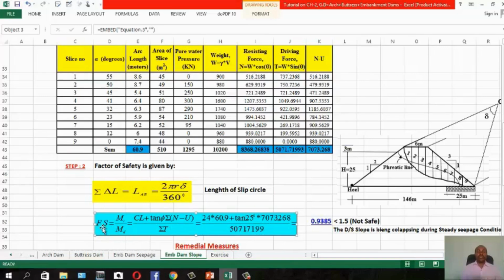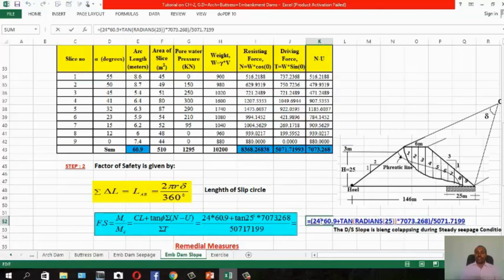So the factor of safety is just the resisting moment divided by the driving moment. Cohesion times length, C is one resistance which adds resistance to sliding. So C times L plus tan φ summation of (N minus U) over summation of T. Once you substitute the values from the table and sum up, you get this value, which is less than 1.5. So the embankment dam is not safe.